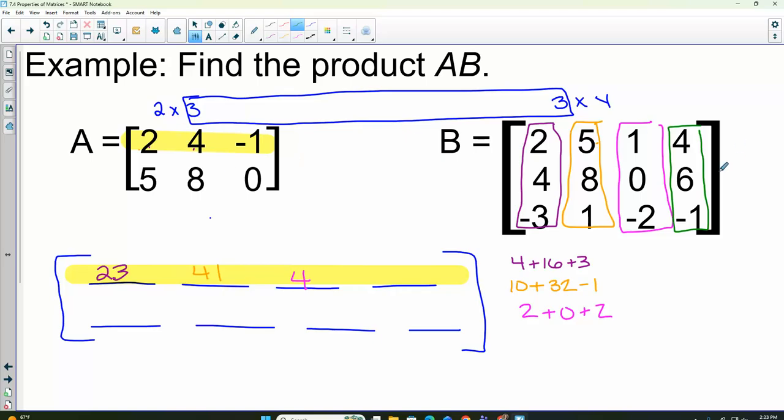Last one. 2 times 4 is 8. 4 times 6 is 24. Negative 1 times negative 1 is 1. Add those together, and we get 33. Are there any questions on how I got that row?